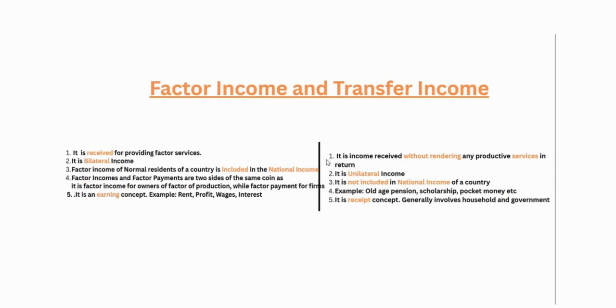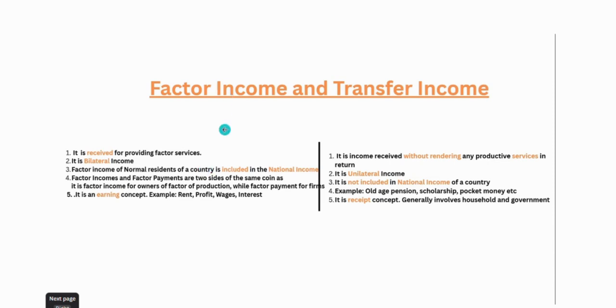What is factor income and transfer income? Remember the example of Dadu Sharma? His only source of income was pension. It is transfer income, where you do not work anywhere, you do not provide any productive services, but still you receive a pension. It is unilateral income, that is one way. You are not working anywhere.